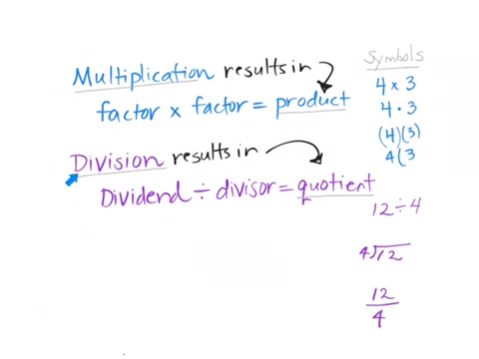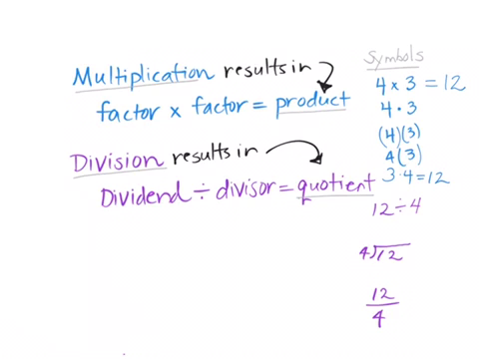Multiplication and division. Multiplication is the third basic operation. And when we multiply two numbers, which we call factors, the result is a product. Again, multiplication, like addition, is commutative. It does not matter in which order we multiply. So 4 times 3 is 12, as well as 3 times 4 is 12.